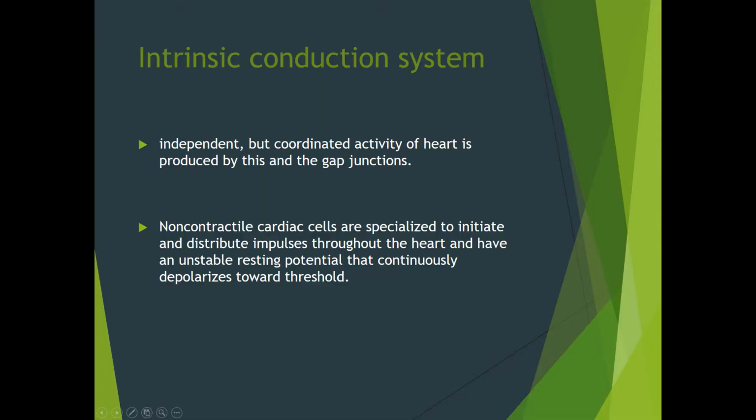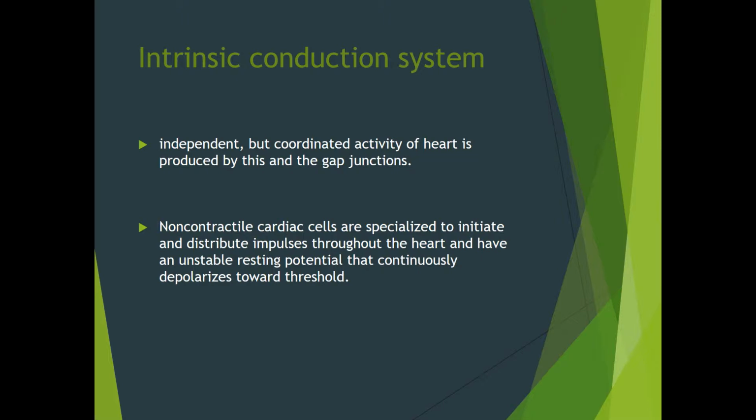In the last video, we saw the action potential that we see in the intrinsic conduction system, but what really is the intrinsic conduction system? It is independent of any neural stimulus to cause it to happen. It can be influenced by neural stimuli or chemical stimuli, but does not require them to happen. And then the coordinated activity of the heart is produced by the intrinsic conduction system and the gap junctions.